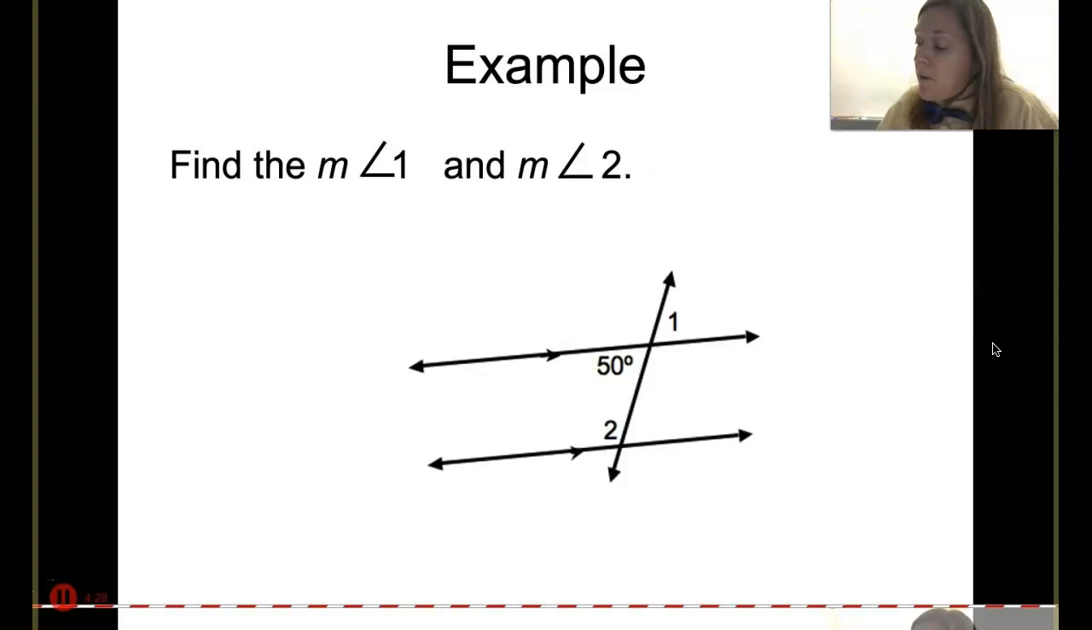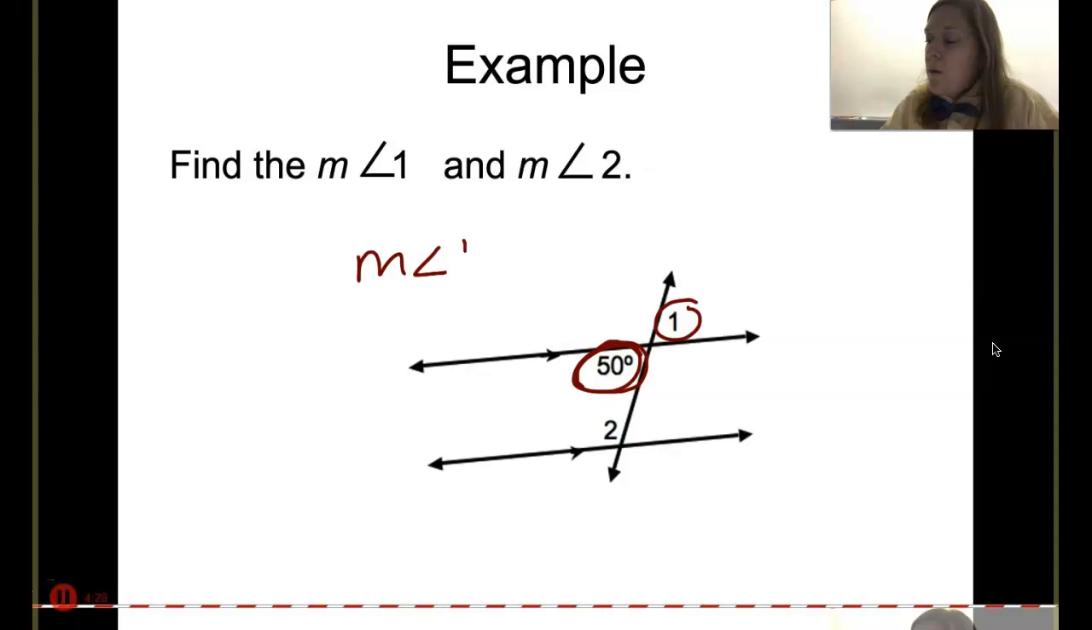So notice 1 would be the same as this angle here, but I don't know that angle there. 1 would also be the same as this angle over here because of your alternate exterior, but I don't know that angle there. So I'm going to have to do a little bit of thinking. 1 is also the same as 50 because aren't they vertical angles? Yeah.